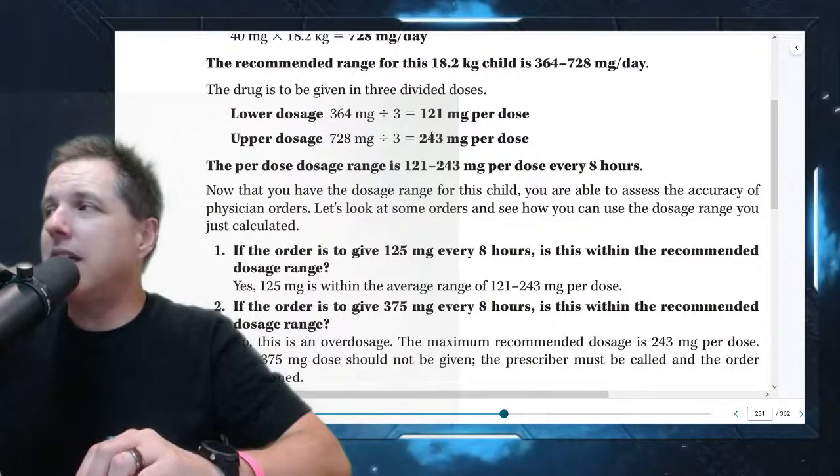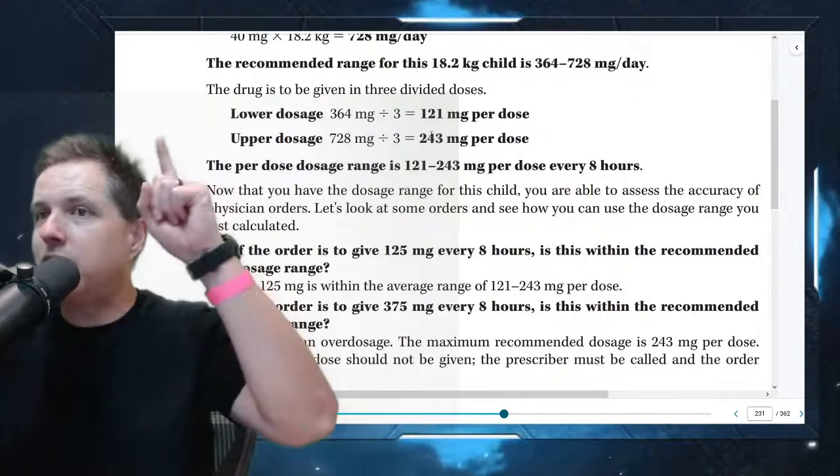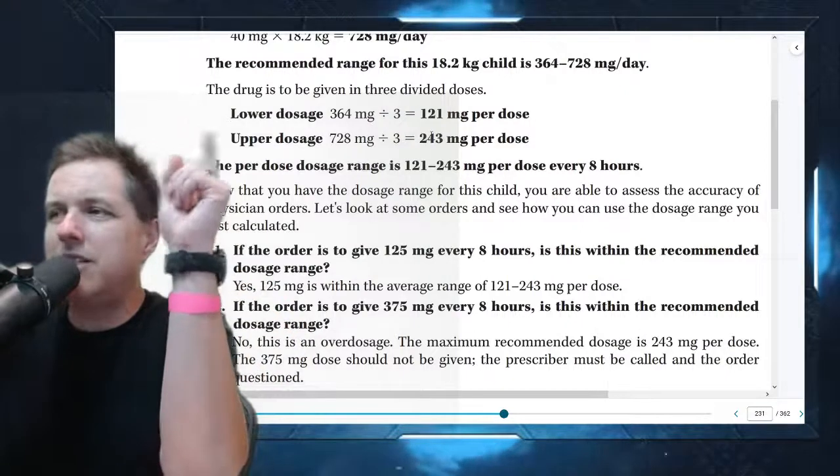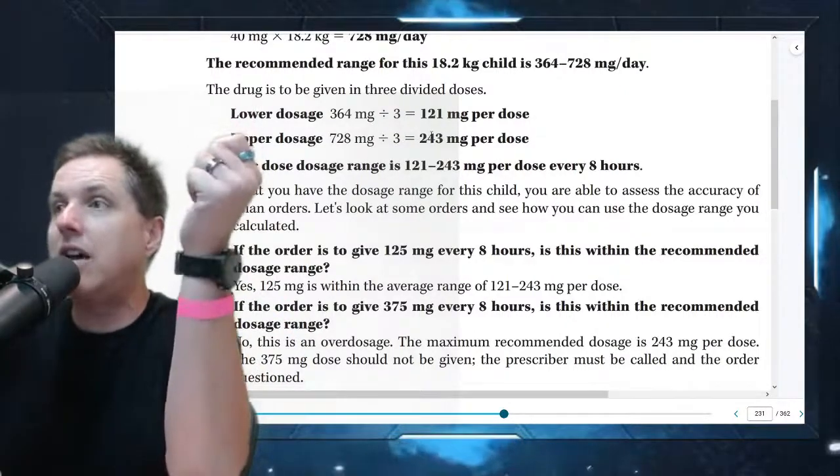So if we get something that's outside of that range, a little red flag should go up in our brain and go, wait a minute, this doesn't seem right. This seems like it's outside of that normal range.